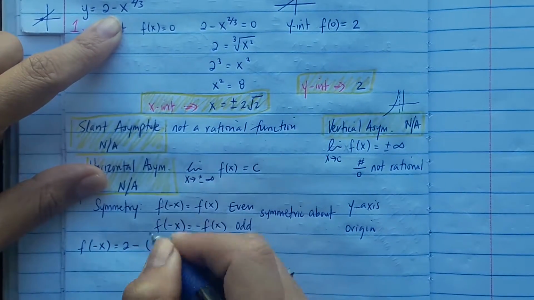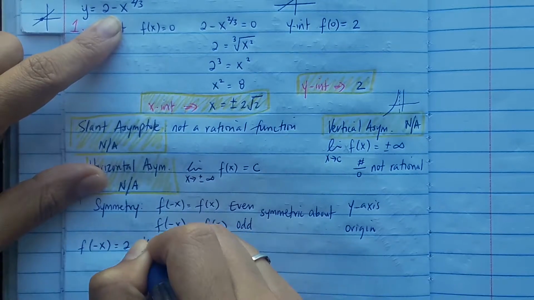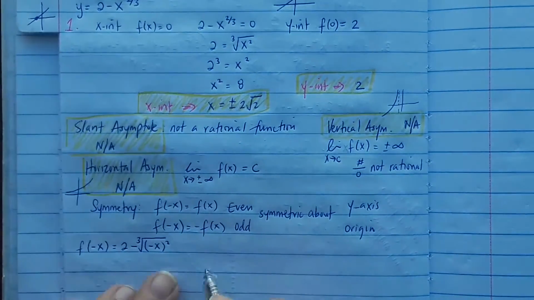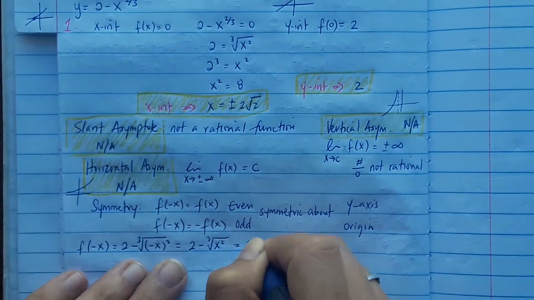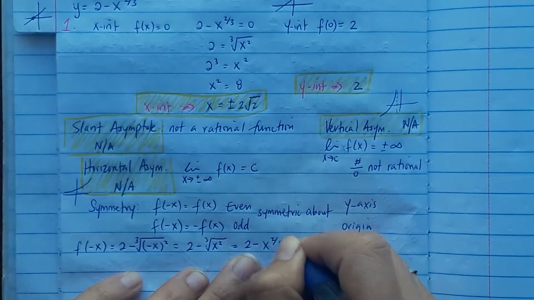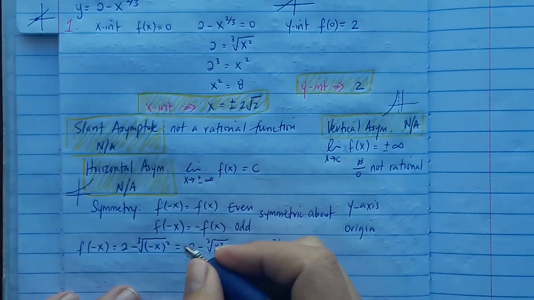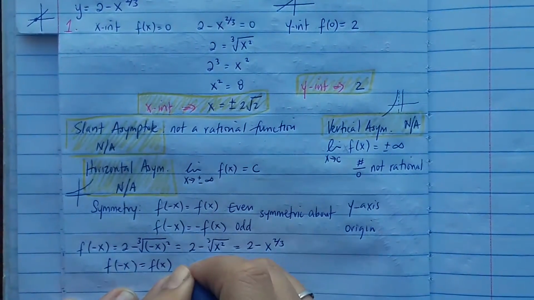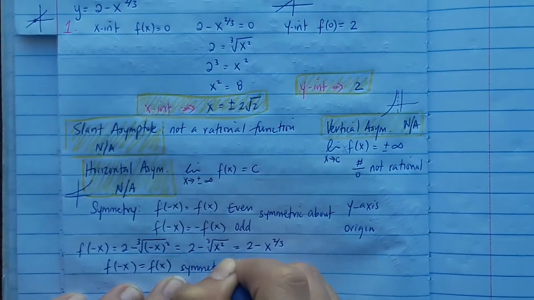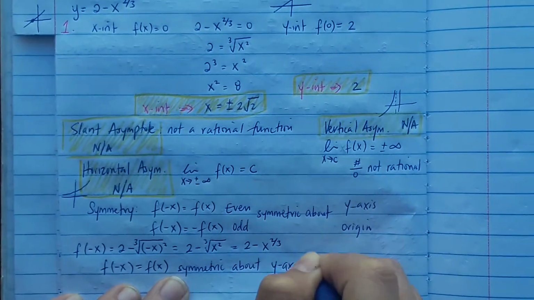So it's going to be 2 minus negative x raised to, and I'm going to write cube root so I can see it. That's going to be x squared cube root, which, look, is the original function. So at this stage, it's even, symmetric about the y-axis. This is a listening check. Go ahead and color f of negative x only.